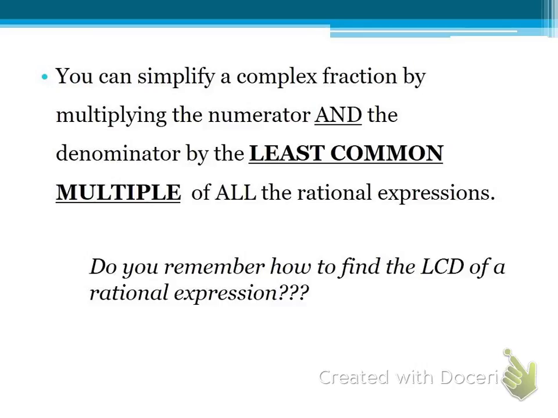it becomes a matter of clearing those smaller fractions, right? And when you clear a fraction, it's almost like you're solving an equation with fractions in it.